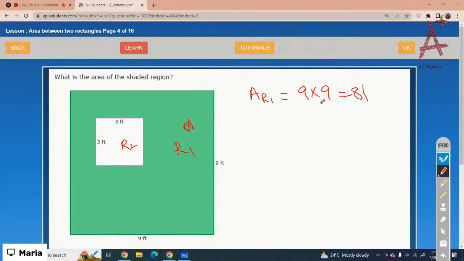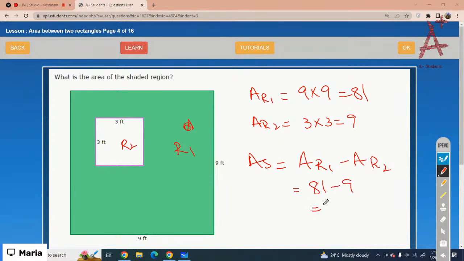Got it? Then we're going to calculate the area of rectangle 2. That would be 3 times 3. That would be 9. So for the area of the shaded region, you have to subtract the area of rectangle 1 minus area of rectangle 2. Got it? You don't understand?